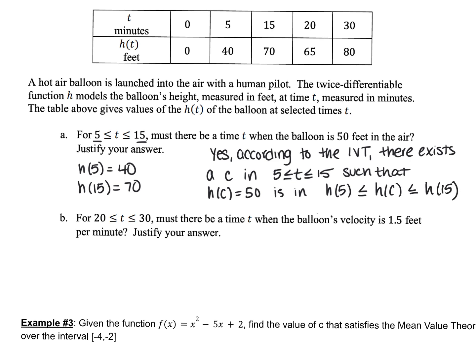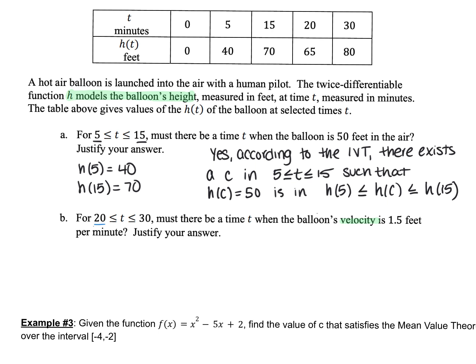Okay, so part B. For time t from 20 to 30, must there be a time t when the balloon's velocity is 1.5 feet per minute? Now that we're talking about velocity, remember the function h models the height. So we need to take a page out of the book from last unit. We know that if we have height or position, the velocity is the first derivative. So they're looking for the velocity, or the derivative, to be 1.5. So this is your mean value theorem.